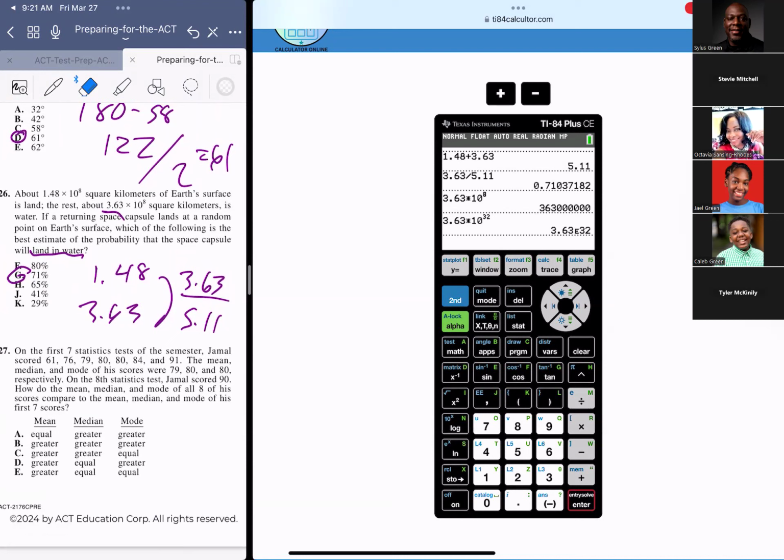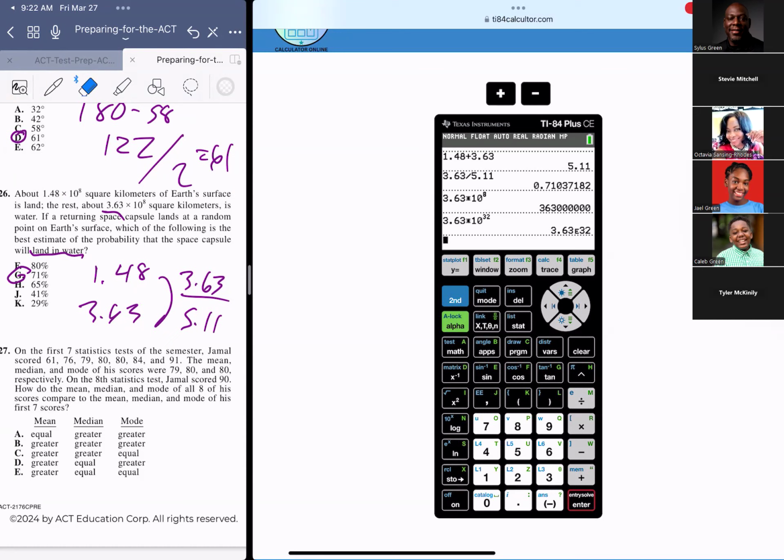Okay. On the first 7 statistics tests of the semester, Jamal scored 61, 76, 79, 80, 80, 84, and 91. The mean, median, and mode of his scores were 79, 80, and 80. On the 8th statistics test, he scored 90. How do the mean, median, and mode of all 8 of his scores compare to the mean, median, and mode of his first 7 scores?